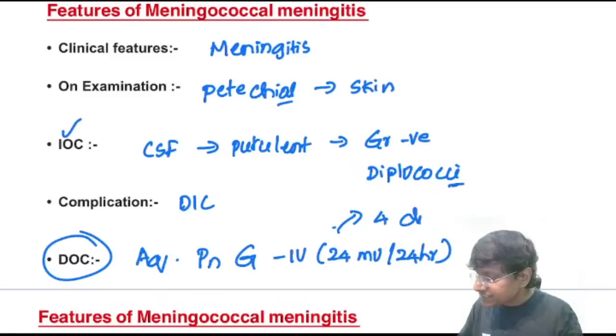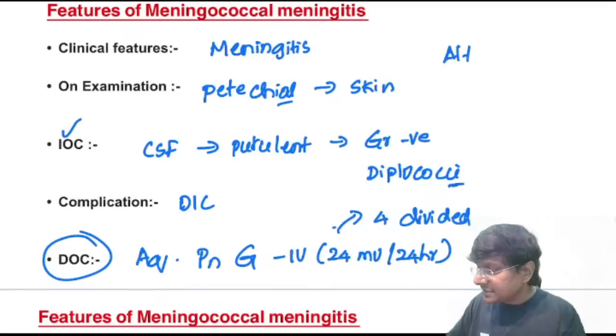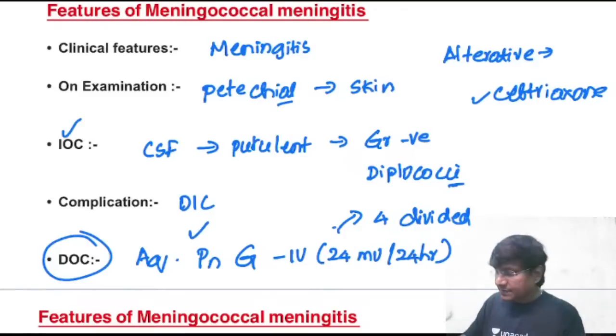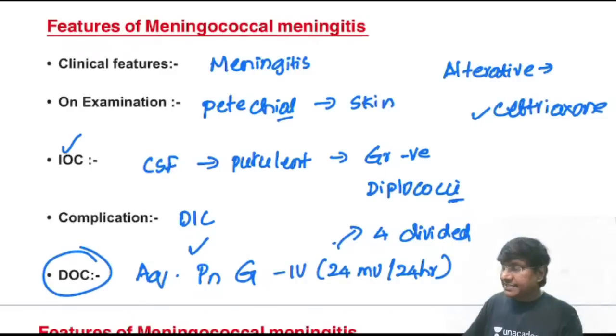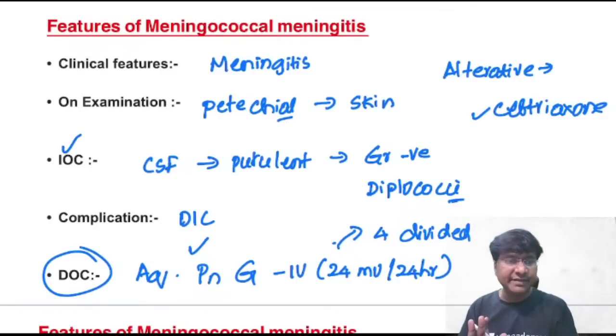Now, many of you are answering ceftriaxone. When aqueous penicillin is not available, the alternative drug will be ceftriaxone. But if in the options you have both aqueous penicillin G and ceftriaxone, then the correct answer will be aqueous penicillin G, not ceftriaxone. So please remember, this is a very important point.